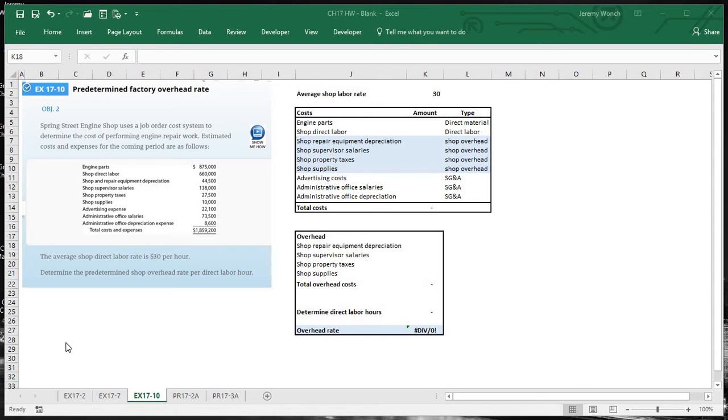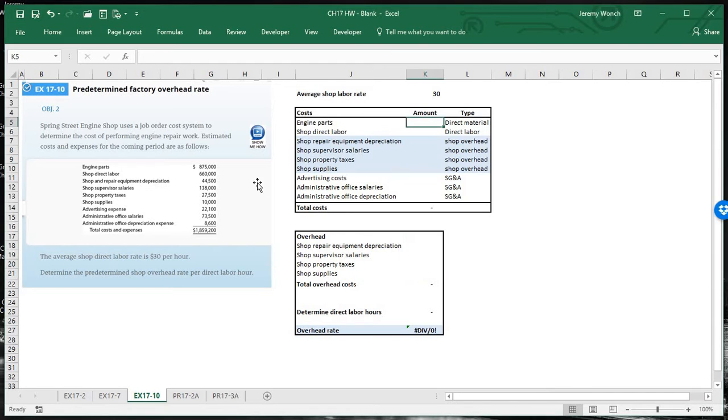All right, in problem 17-10, we're working with predetermined overhead rates. It's given us a bunch of information here for this machine shop, all these estimated costs. We need to come up with an estimated overhead rate. These aren't actual costs that are going into factory overhead. We're coming up with our predetermined estimate that we're going to apply to jobs that will go out of factory overhead into work in process.